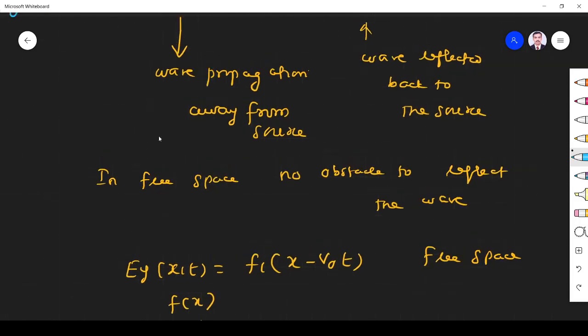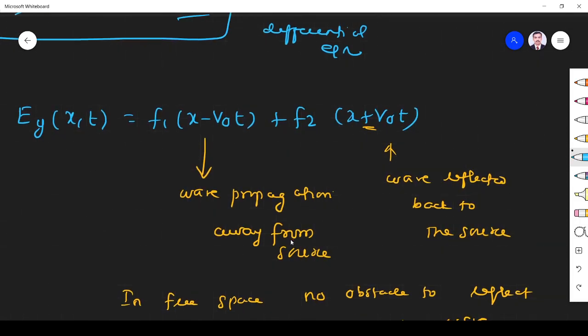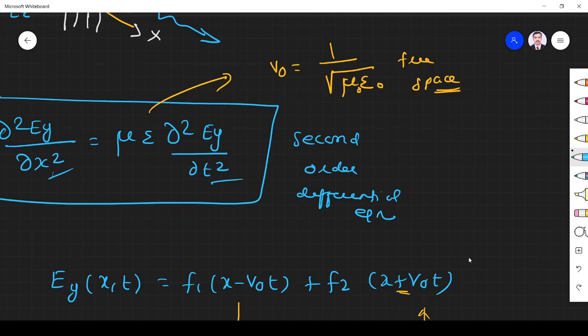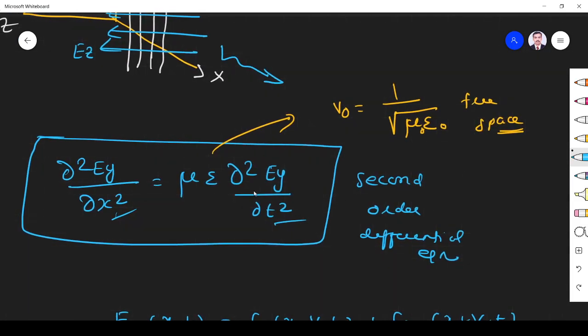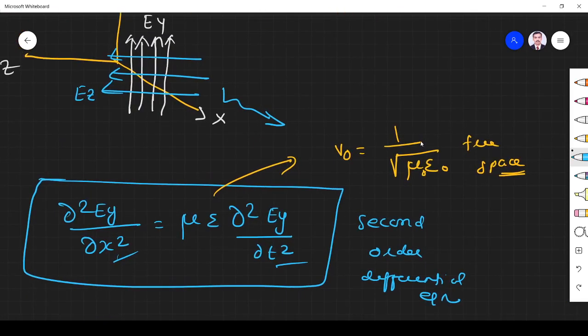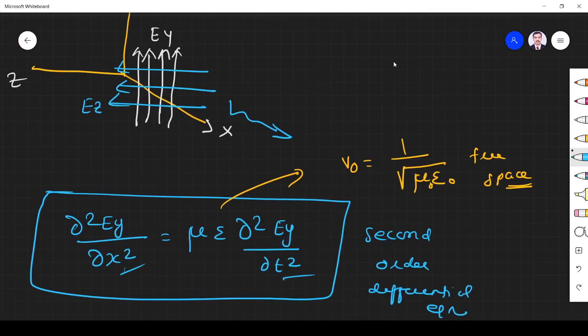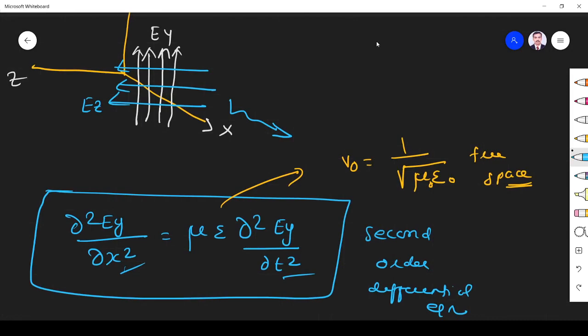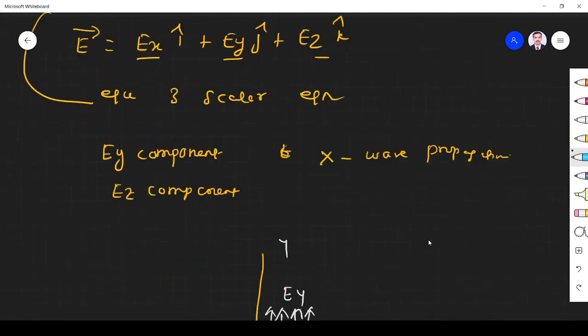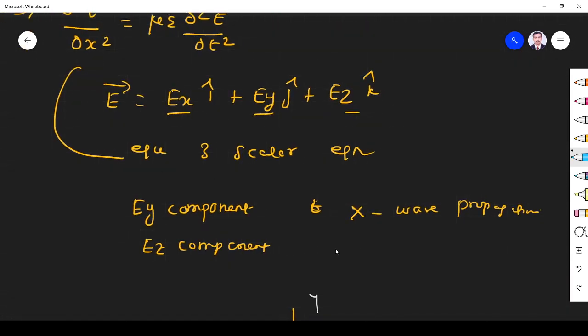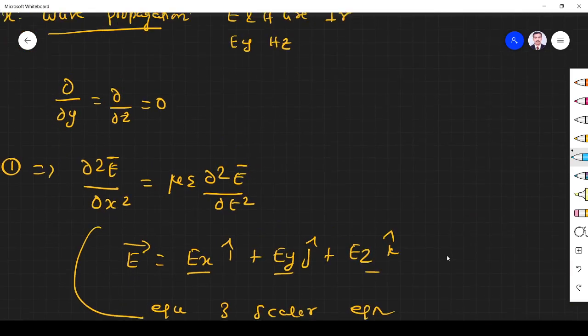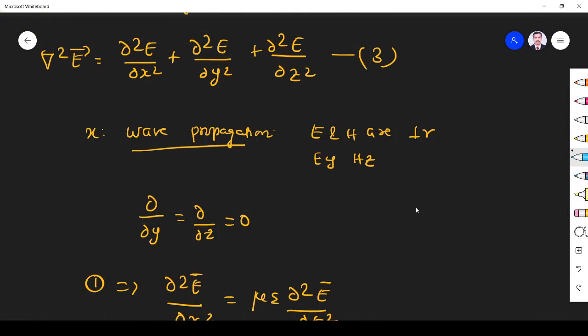So I hope you understand everything clearly. Any wave is a combination of a wave propagating away from the source plus a wave reflected back to the source. That's what we concluded, and the vector equation becomes a scalar equation. Why? Because we cannot deal with vectors easily, so scalar is easy to work with. That's why we convert into this type. Fine. So with these assumptions, the wave has only an E_y component and is propagating in the x direction, right?